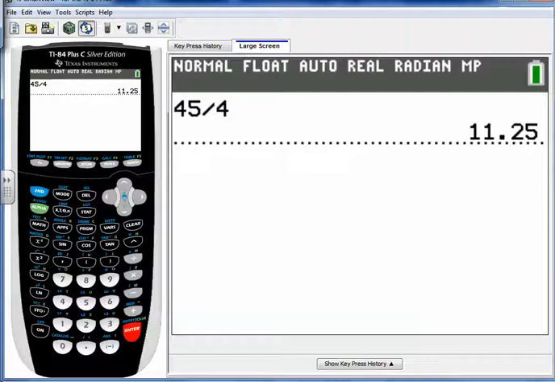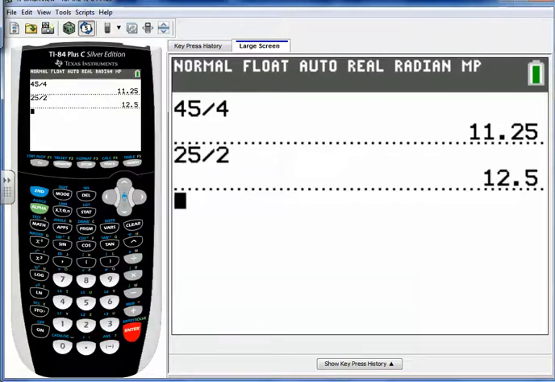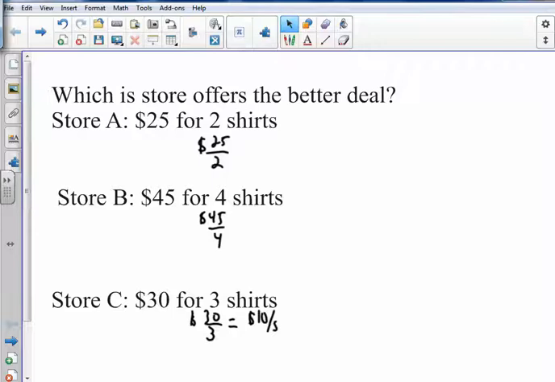And if we think of the other one, it was $25 for two shirts, and that's going to give you 12.50 per shirt. So if you look at that, this is $12.50 per shirt, and this one was $11.25 per shirt. So with that, that means store C would be the better deal because it has a cheaper unit rate.